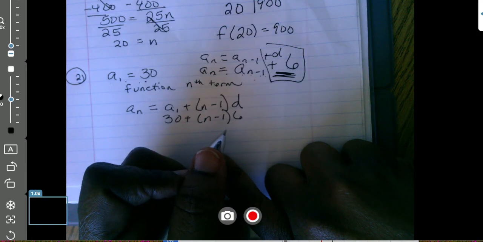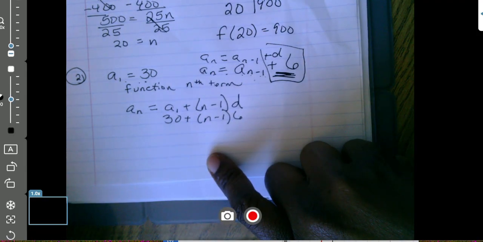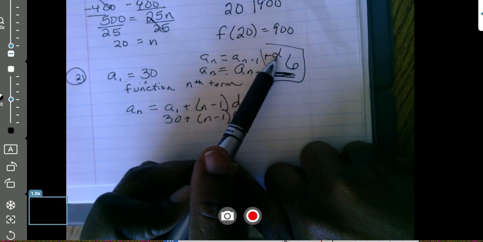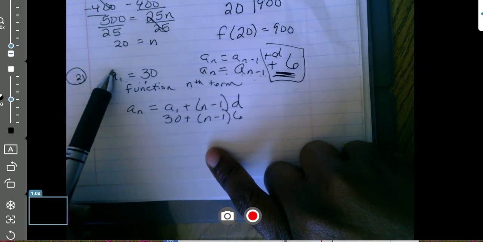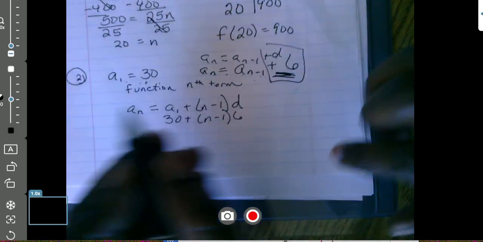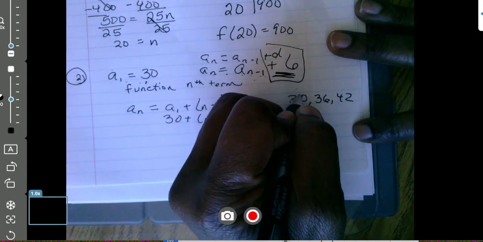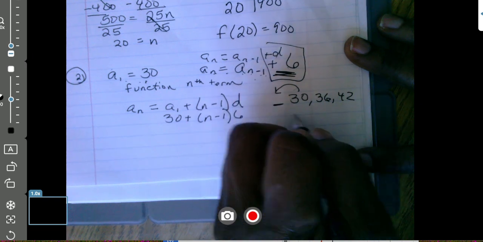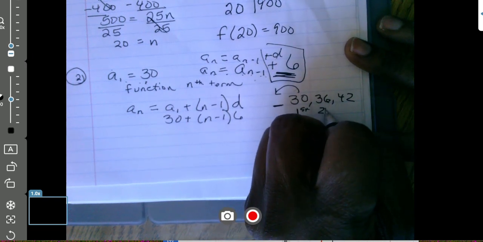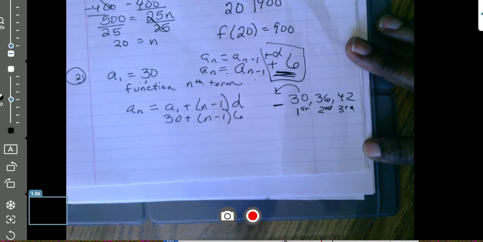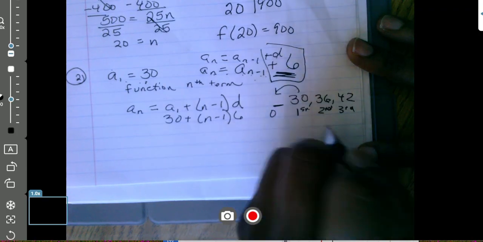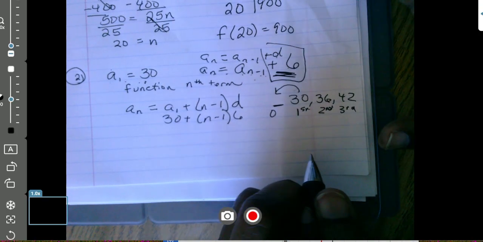Can I just say something real quick? If you know A sub 1 is 30, and you know that the common difference is 6, then the previous term would have been, like it'd be 30, 36, 42. Well, what would the original term be, or the initial value? Because this is the first term, this is the second term, and this is the third term. So, if we can back up to the 0th term.